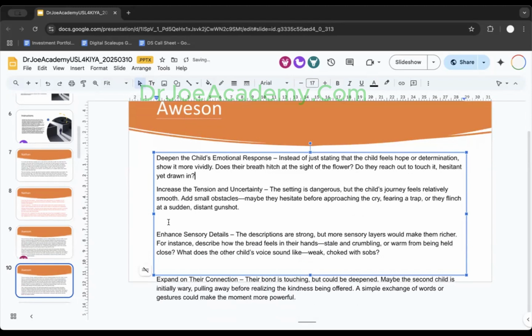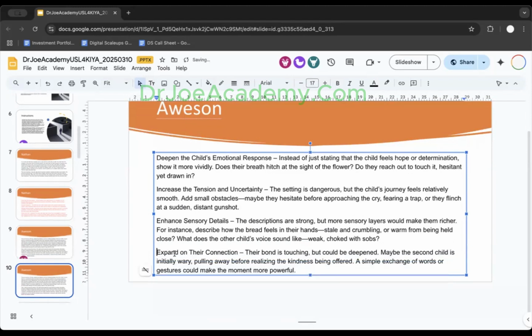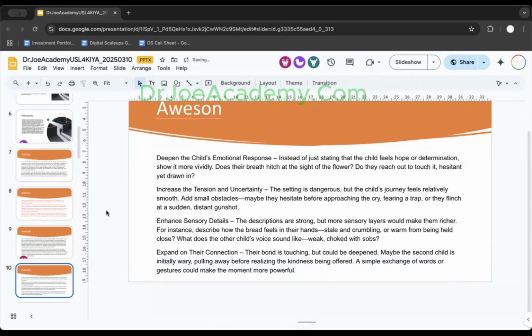All right, so starting off with the child's emotional response. Instead of just stating that the child feels hope or determination, show it more vividly. Does their breath hitch at the sight of the flower? Do they reach out to touch it, hesitant yet drawn to it? Think about moments where you could slow this moment down almost. Both of these actions give us the idea of time being paused, and that's exactly the type of impact you're going for when they do see that flower. So try and think of that.